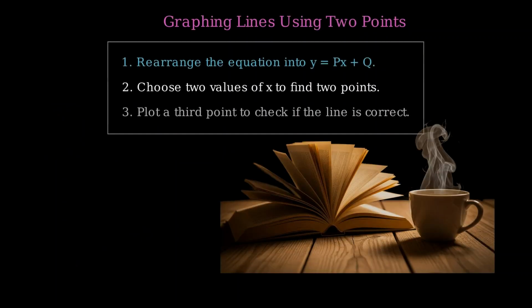To graph a linear equation using 2 points, first rearrange the equation so it is in the slope-intercept form, y equals px plus q. Next, choose 2 values of x and substitute them to find the corresponding y values. Plot these 2 points and draw a straight line through them. Finally, choose a third point to check that your line is completely correct.